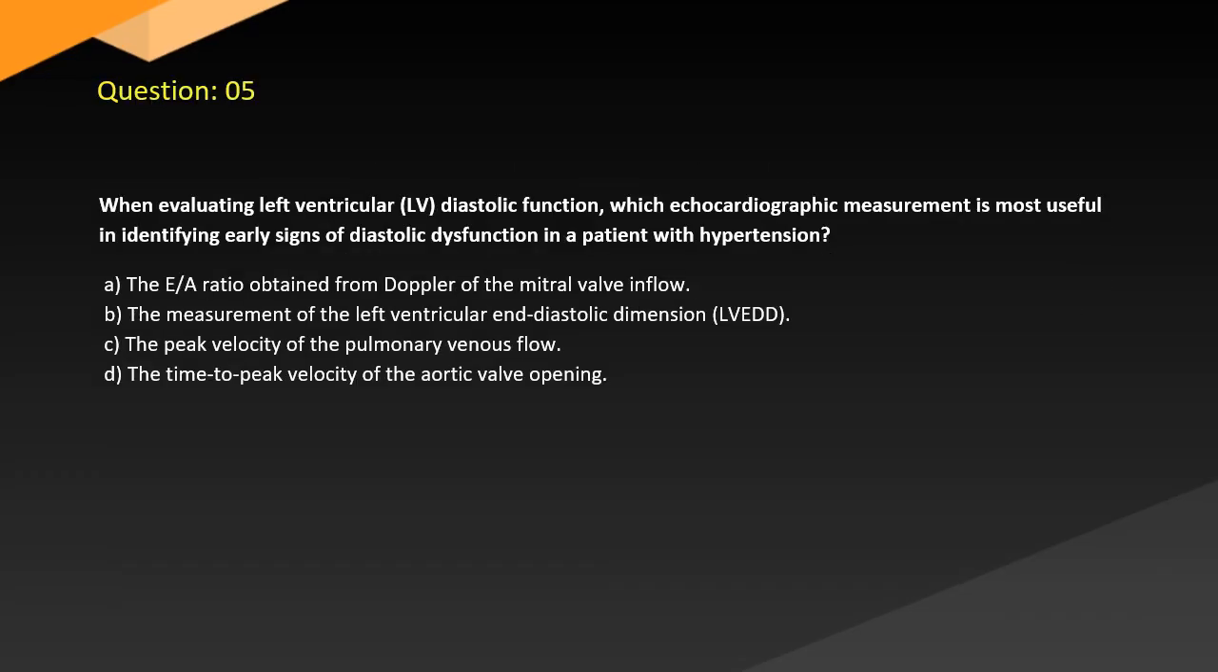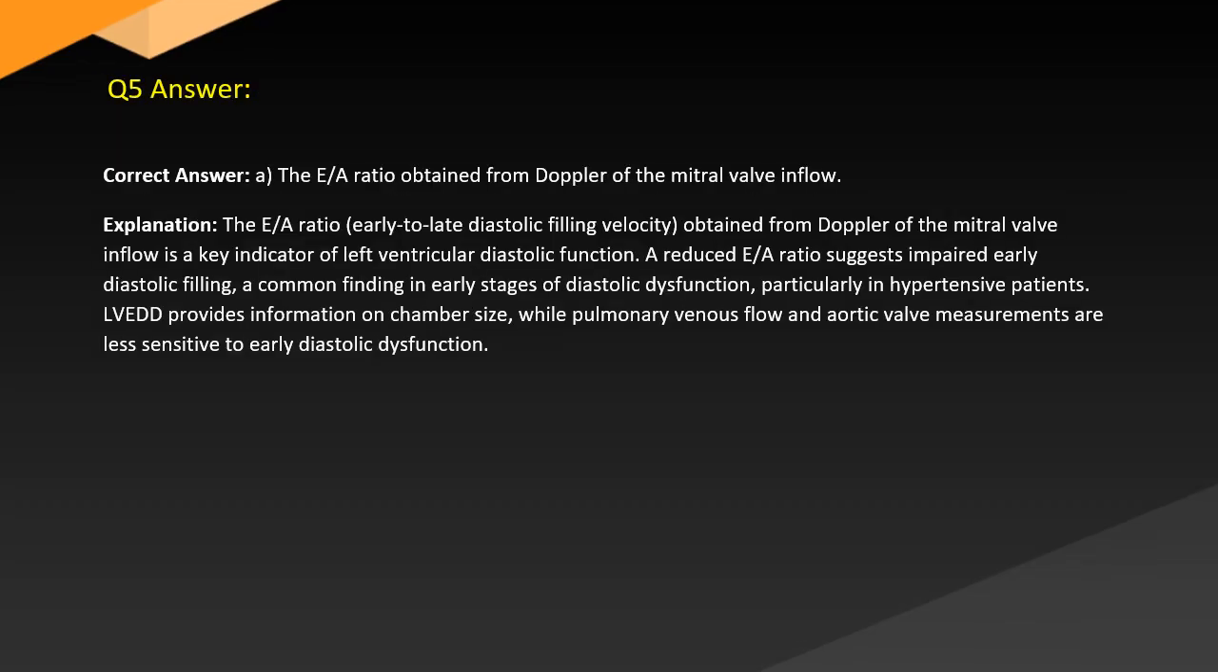Question 5. When evaluating left ventricular (LV) diastolic function, which echocardiographic measurement is most useful in identifying early signs of diastolic dysfunction in a patient with hypertension? A. The E/A ratio obtained from Doppler of the mitral valve inflow. B. The measurement of the left ventricular end diastolic dimension (LVEDD). C. The peak velocity of the pulmonary venous flow. D. The time to peak velocity of the aortic valve opening.